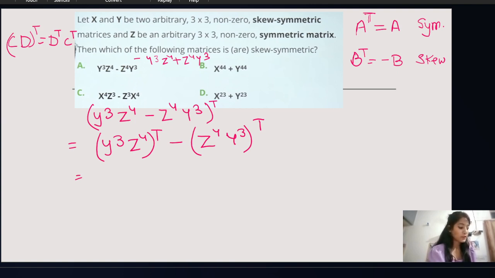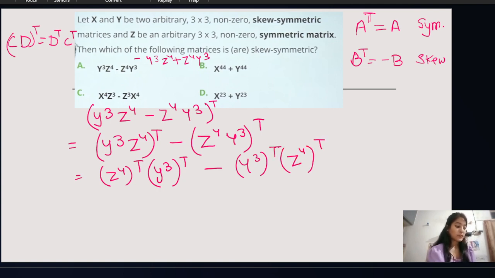So from here we get Z^4 transpose Y^3 transpose minus Y^3 transpose Z^4 transpose. Now here you can see we have Z^4 and its transpose. Suppose we have C and we want to find its transpose. We can say C transpose, and then the transpose of C transpose, like this. And we can write it like this also: C transpose square, because we have two C transpose times C transpose, we get C transpose square.